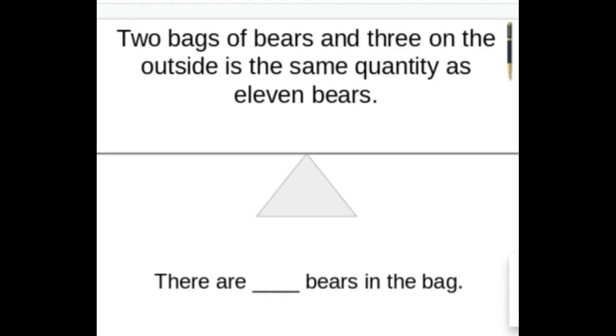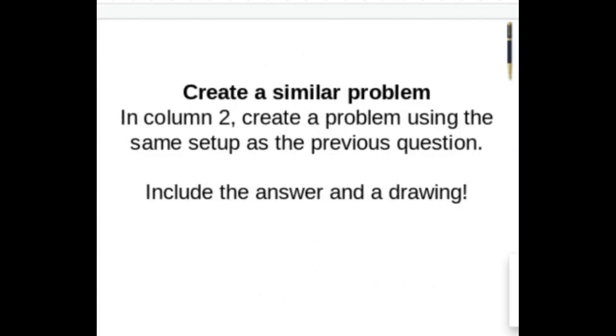Gives us 8, right? And so if we have 8 left and we've got 2 bags to split them amongst, how many bears would be in each bag? Right, so we'd have 4 bears in each bag, which gives us a total of 8 plus 3, which is 11. So there are 4 bears in the bag. You're going to create a similar question. Don't forget to answer your question as well.